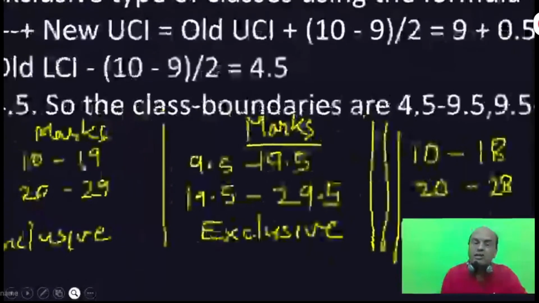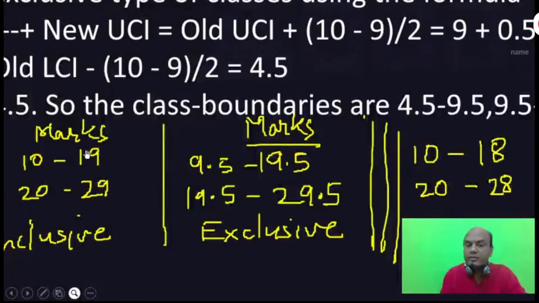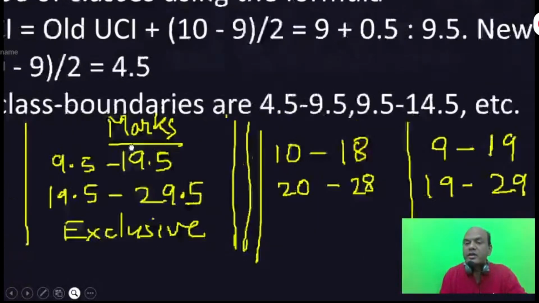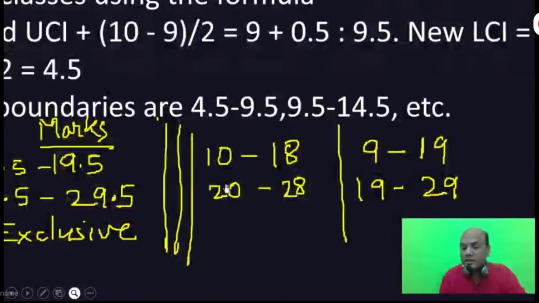Here also, we took the center. 19, 20, center was 0.5. So, we took 0.5. Here also, now 18, 20, center is 1. Means 18 plus 1, 19. 20 minus 1, 19. So it should match. Kindly note, your prime target is it should match.